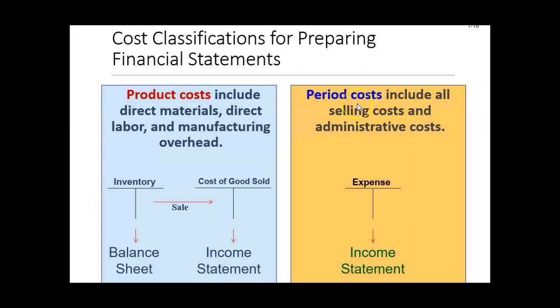Now, compared to period costs, these are non-manufacturing costs, your selling costs and your administrative costs. These costs go into an expense account as they are incurred, and the expenses are shown on a statement known as an income statement. Okay? So let's see.